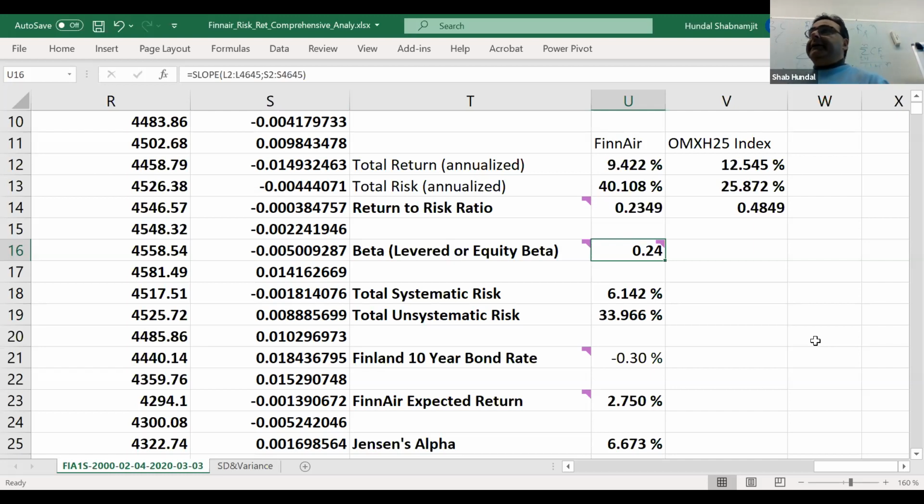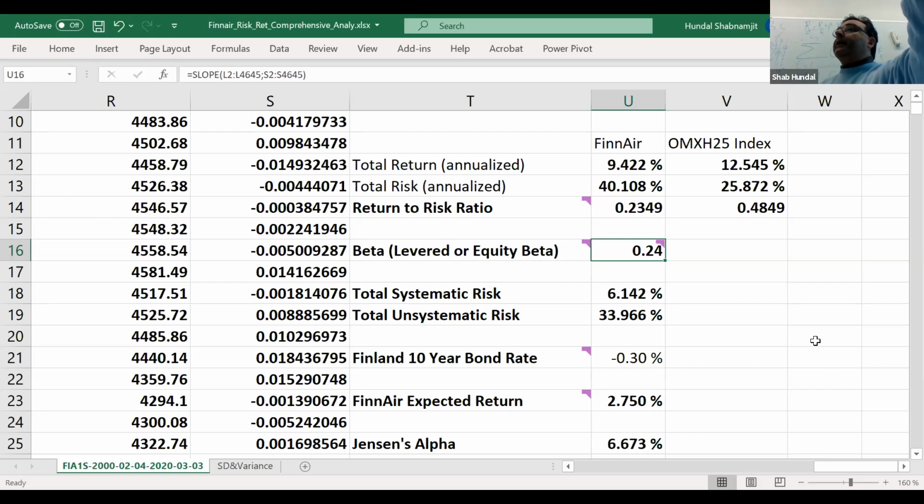In other words, if during the 20-year period the market goes up by 1%, Finnair's stock return will go up by 0.24%. So Finnair has not been too much influenced by the market. And if the market goes down by 1%, the Finnair stock return will go down by 0.24%. So it shows how sensitive Finnair is to the market changes.